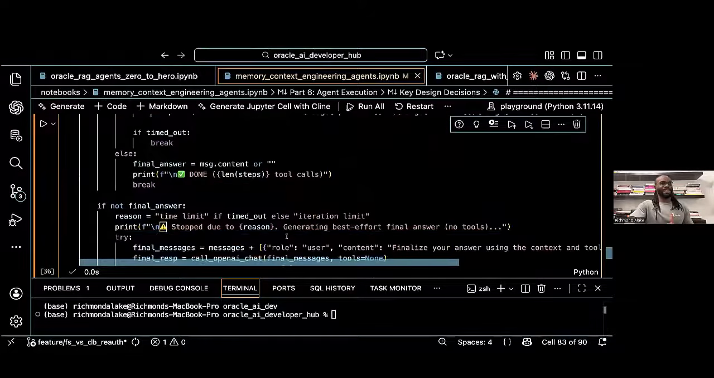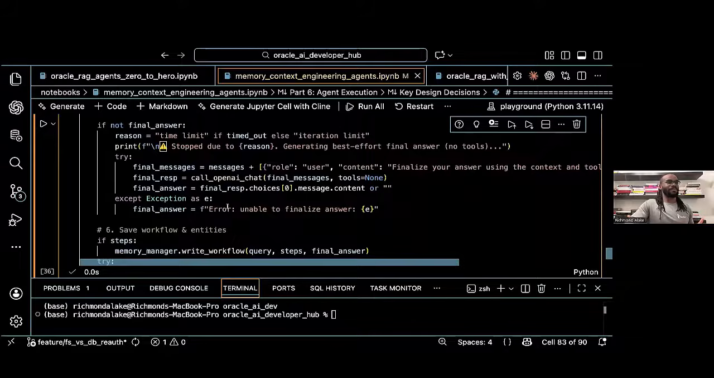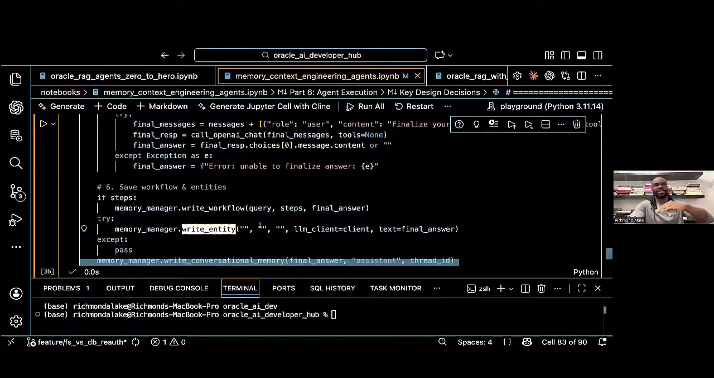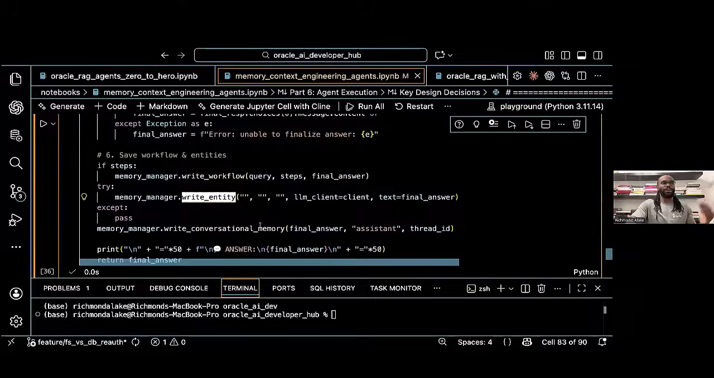Okay, the notebook I've given you the link to will be updated within the next hour because we are learning in real time. There is also workflow memory and entity memory we can write, and this is now outside of the loop. The key thing is memory operations happen inside and outside of the agent loop. So this is all good.